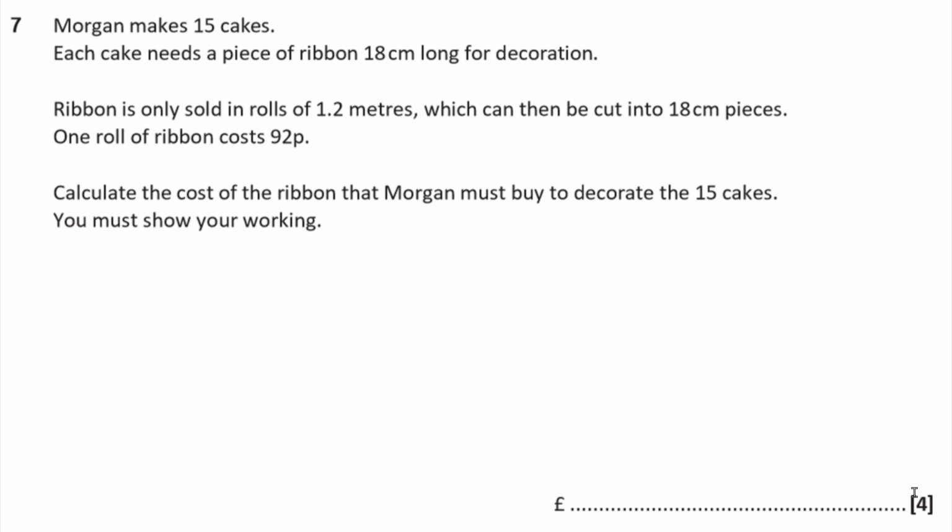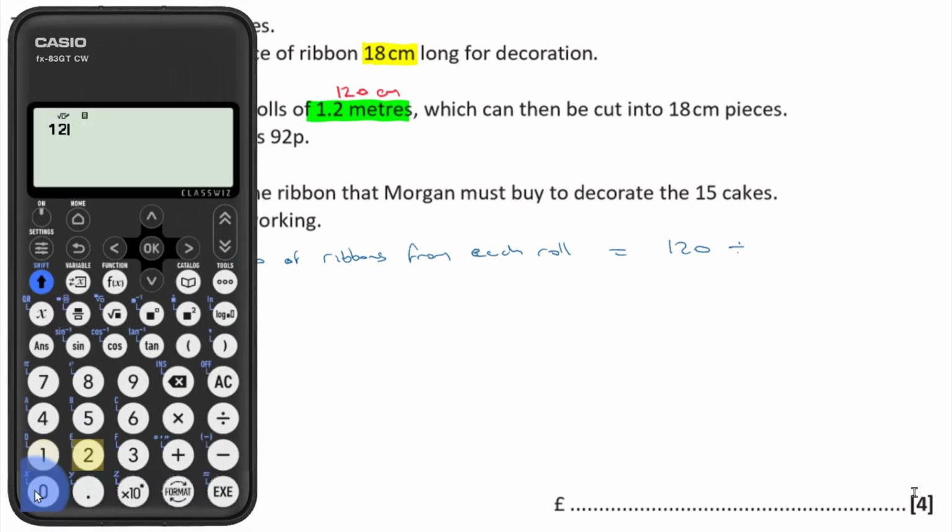So we know that each piece of ribbon needs to be 18 centimeters long, and we know it comes in stretches of 1.2 meters, which in centimeters, remember, you have to times that by 100, don't you? That's going to be 120 centimeters, okay? Right, so then to work out how many ribbons we can get from each roll of ribbon, we're going to have to do some division, aren't they? So number of ribbons from each roll, that's going to be 120 centimeters, which is the length of the ribbons that you buy, divided by 18, because I need 18 centimeters for each ribbon.